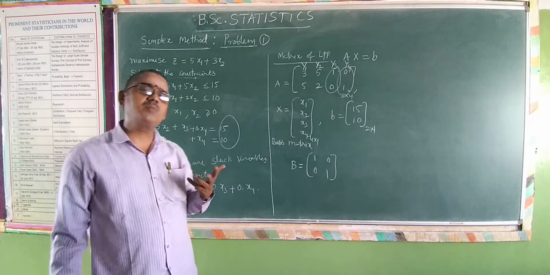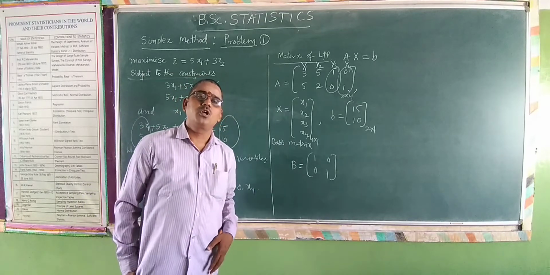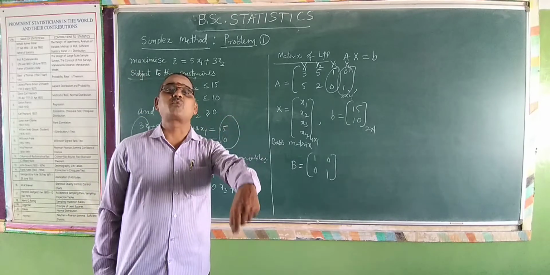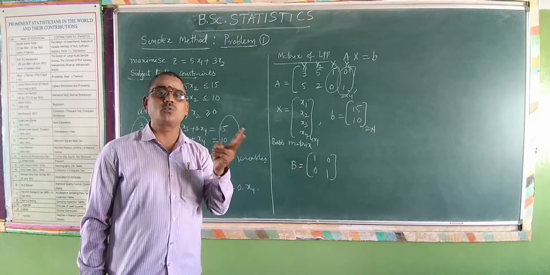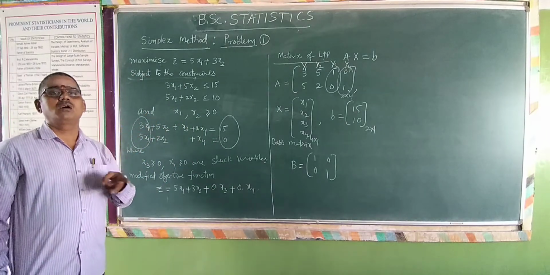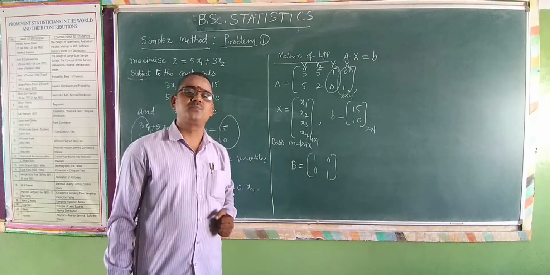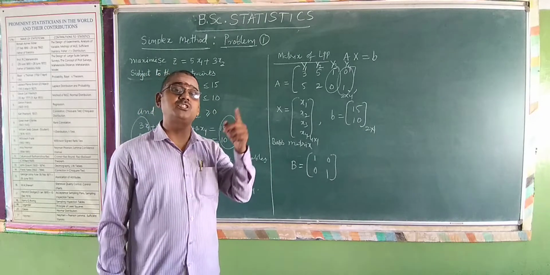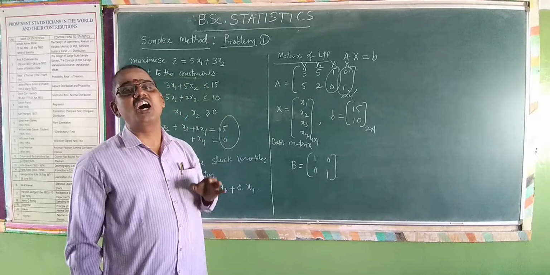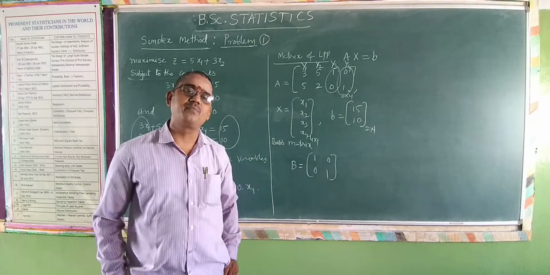So what is the order of the basis matrix? How do you decide? I will tell you the simple logic behind it. The order of the basis matrix is the number of constraints in the real problem. There are two constraints here. Therefore, the order of the basis matrix is 2 by 2. If there are three constraints, it is 3 by 3: 1 0 0, 0 1 0, 0 0 1. So this is the reference you have to consider. The number of constraints determines the basis matrix B.